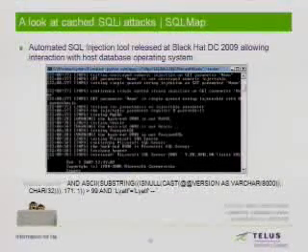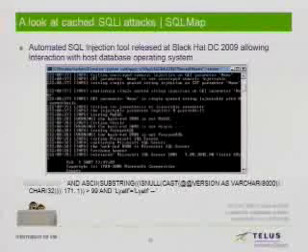SQLMap is an interesting tool. It was created by Bernardo. He's a very good researcher, actually. It was debuted at Black Hat DC earlier this year.